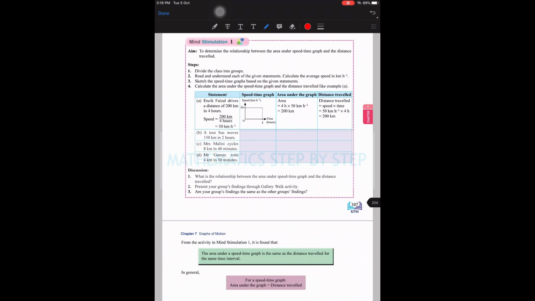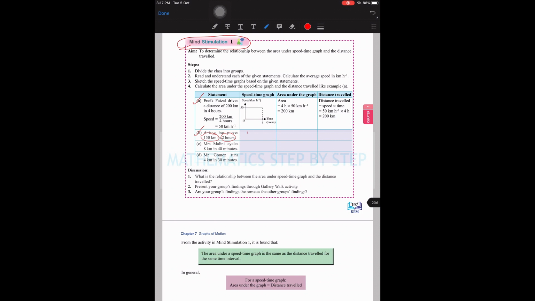Okay, so now we are going to do this mind stimulation one together. Okay, so part A is done. Let's do part B. A tour bus moves 150 km in 2 hours. Okay, so now we are going to draw a speed time graph. From the information given, we are going to get the speed. Okay, so the speed is distance over time, which is 150 km divided by 2 hours.